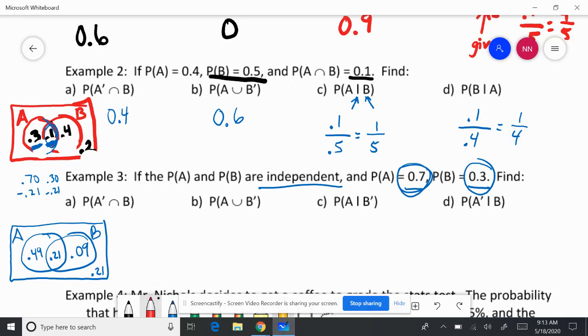Now what we're going to do is look at not A, which includes these two probabilities, and B, which includes those two probabilities. Since it's an and statement, it's similar to intersection. Where do the two intersect? They intersect at the 0.09.